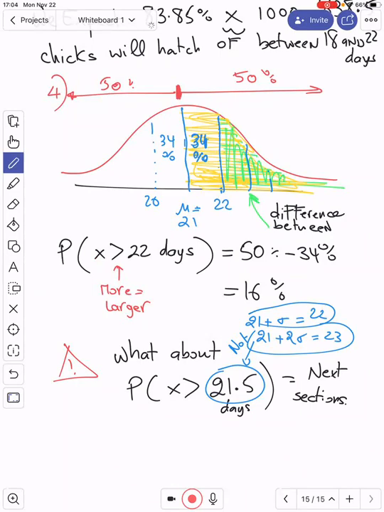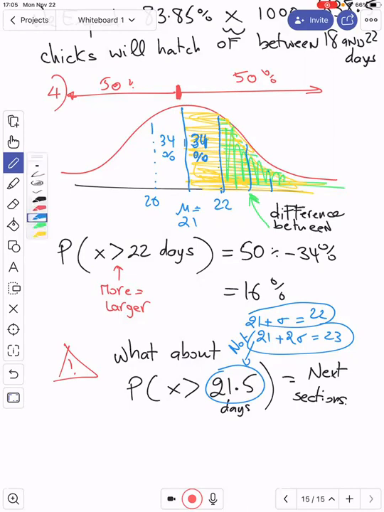Professor, in this next section, what do you mean exactly? So you need to go up to 22? No. What I'm saying here is that we can find the answer for when your incubation time is like 21 or 22 days or 23.